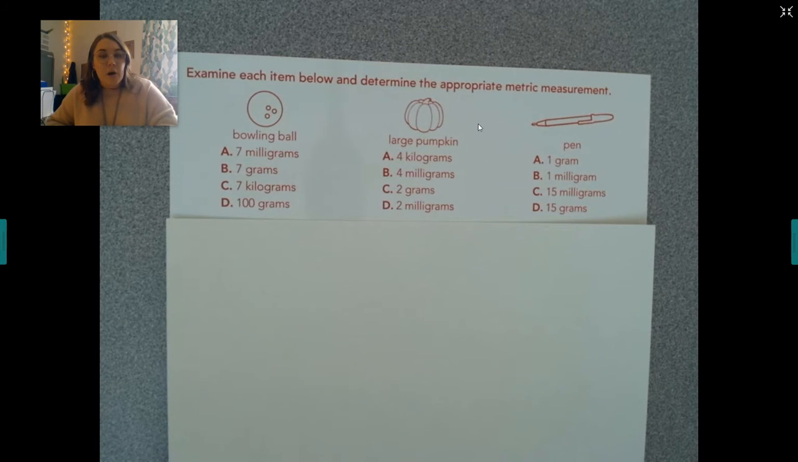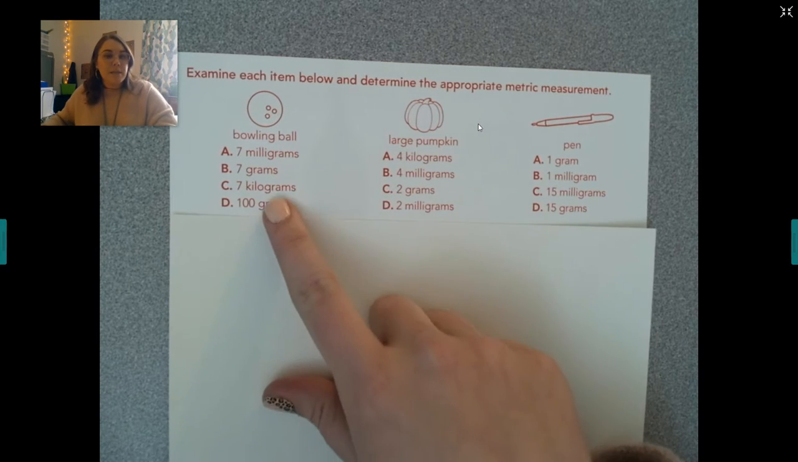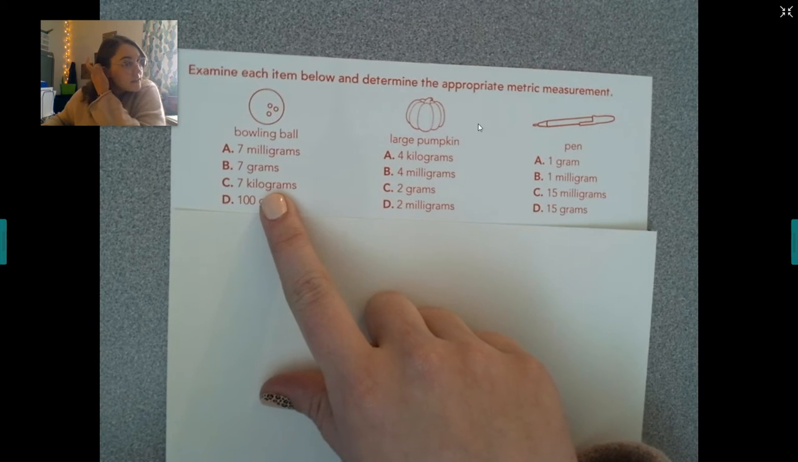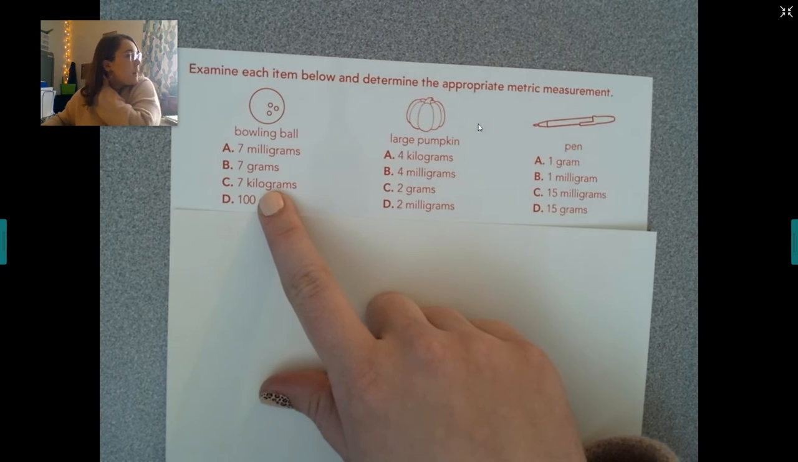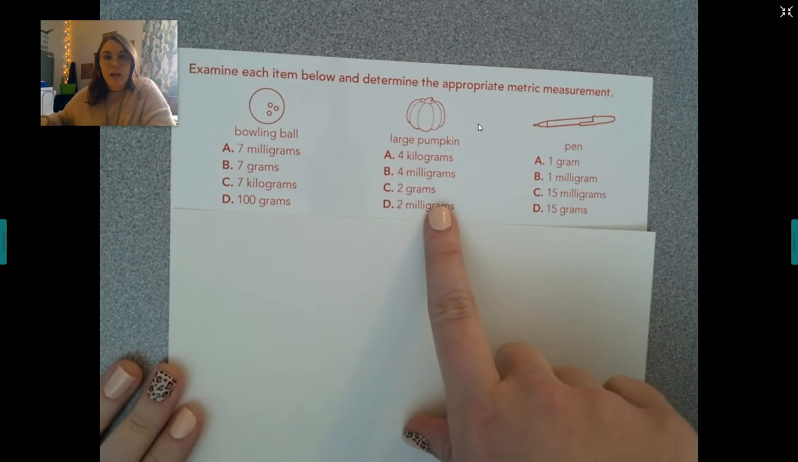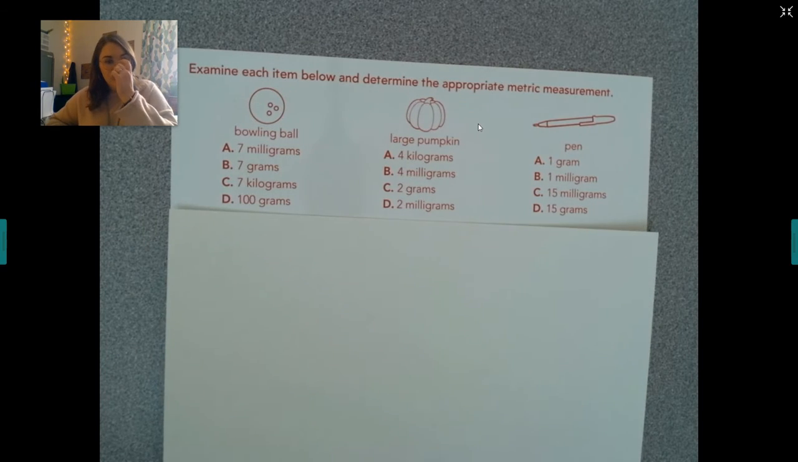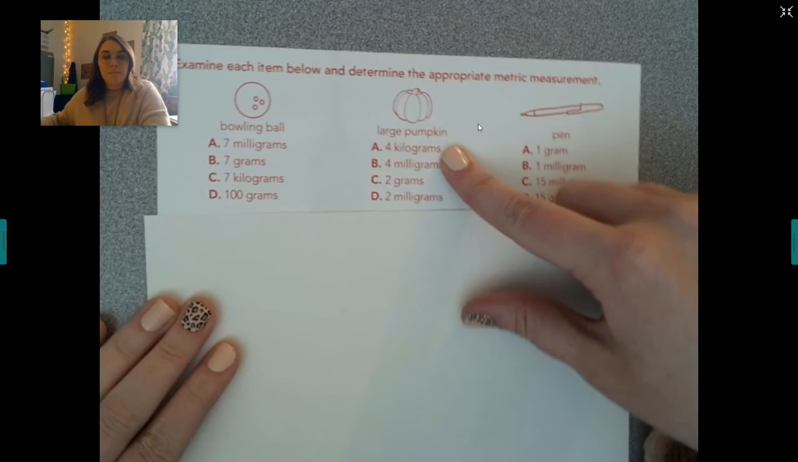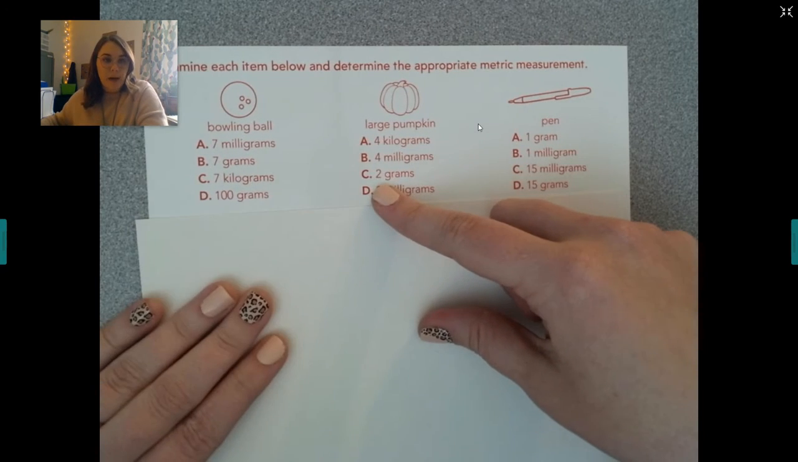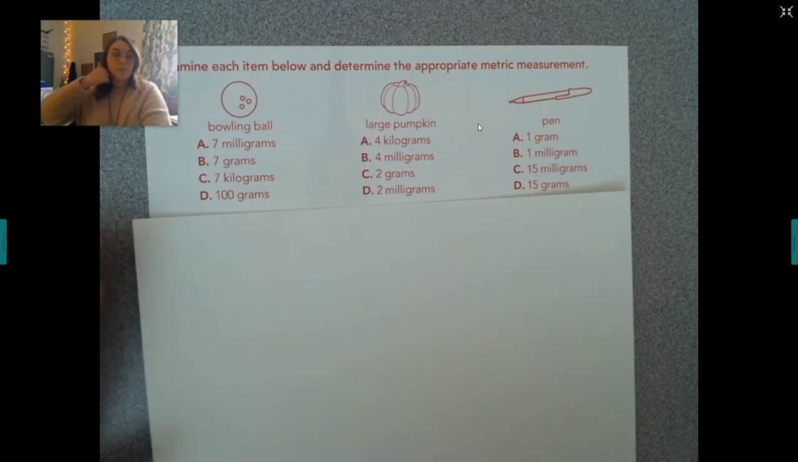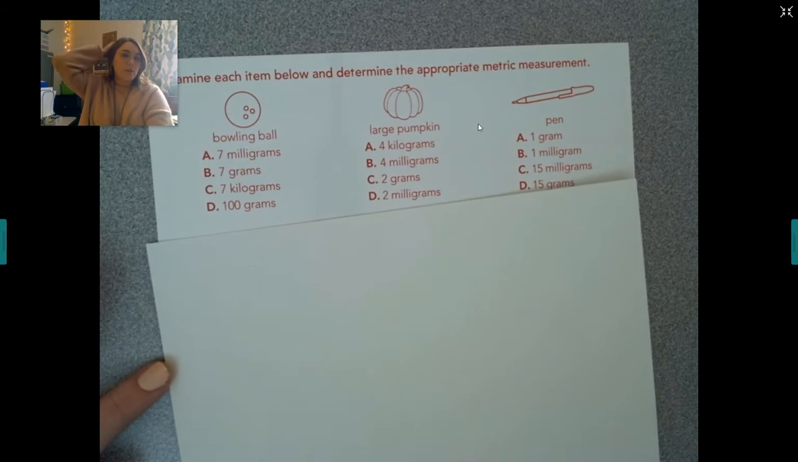All right, so you should have unpaused by now. For a bowling ball, I was thinking 7 kilograms. Bowling balls are pretty heavy, and if a kilogram is about the weight of 2 pineapples, that seems about right to me. Okay, a large pumpkin, I was thinking again 4 kilograms. A pumpkin's pretty big. 2 grams would be 2 sugar packets. 4 milligrams would be 4 grains of salt, and 2 milligrams would be 2 grains of salt, so that doesn't seem to make much sense.